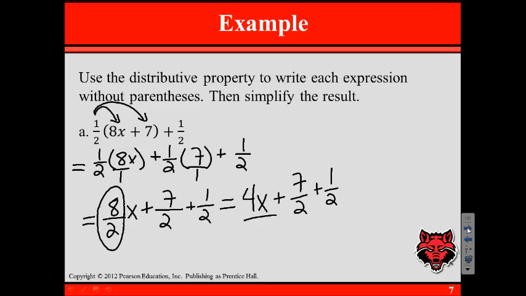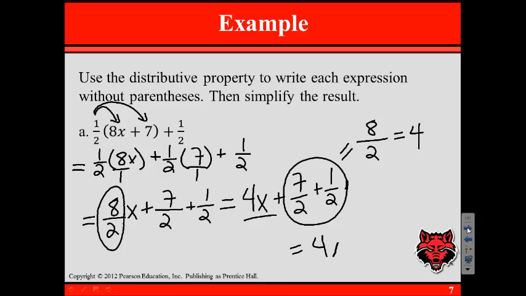Now 7 over 2 and 1 over 2 are both numbers. They do not have a variable. So we can add 7 over 2 and 1 over 2. They already have a common denominator. So we write 2 as the denominator. 7 plus 1 is 8. Now just like before, we want to reduce that fraction. 8 over 2 is 4. 8 divided by 2 is 4. So putting all of this back together, we had a 4x plus the simplified sum of 7 over 2 and 1 over 2 is 4. So the answer is 4x plus 4.